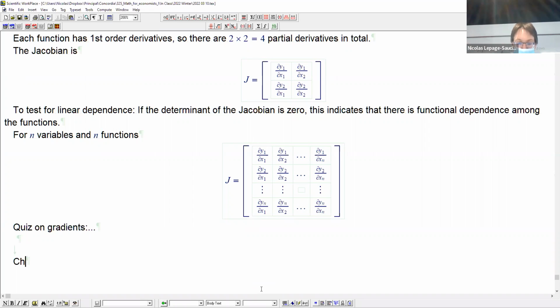Chapter 8. So we're moving on, and we're going to finish probably in time. Yeah, we're going to finish in time. So, general function model.